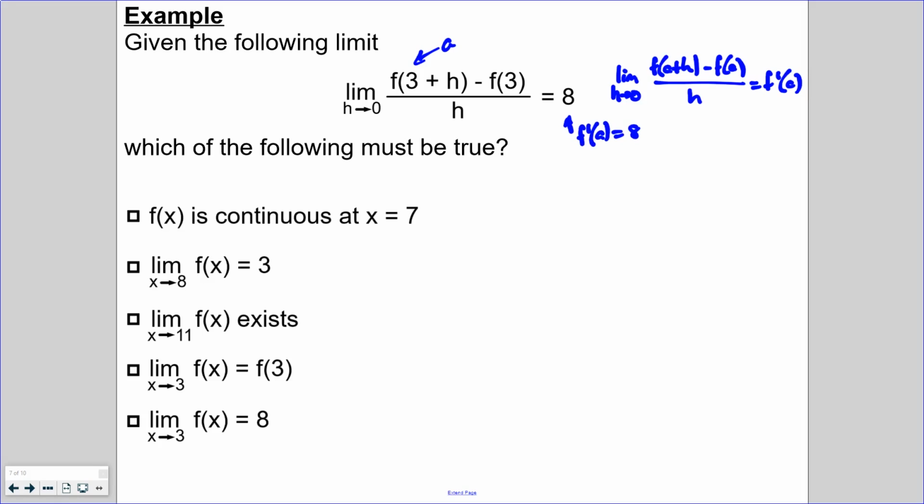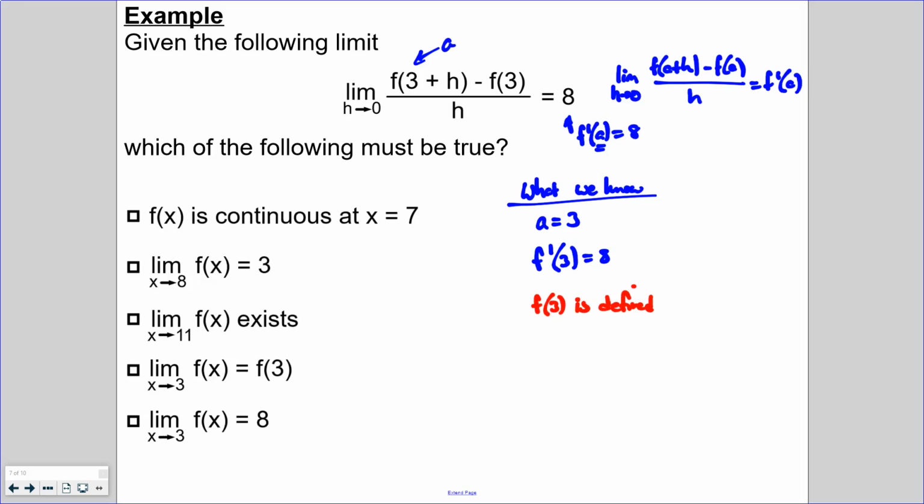So again, we can just write down what we know. We know that a is going to be 3. We know that f prime of 3 is going to be 8, since a is equal to 3. And this shows us that the function is differentiable at 3, because we can find a derivative. And since a function is differentiable, that means it's also continuous. So we also know that f of 3 is defined. We don't know what that is based on the information we're given, but because it's continuous, we know that has to be true.